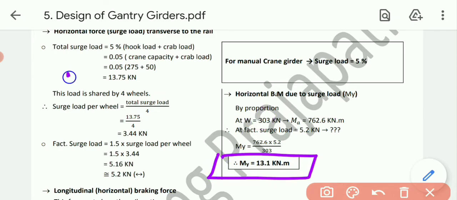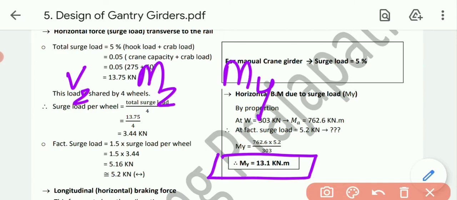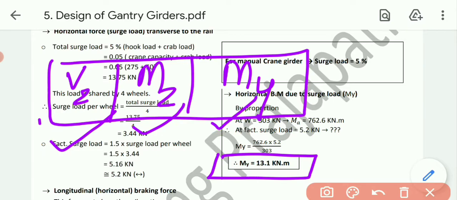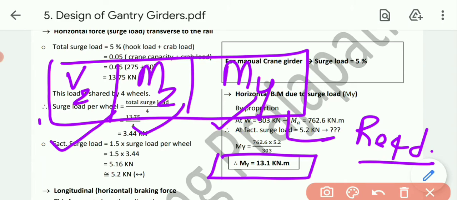So we have got three criteria: Vz, maximum shear force; Mz, maximum bending moment due to vertical downward load, or we can say the wheel load; and My, the maximum bending moment due to surge load. Now we need to design the gantry girder in such a manner that it resists at least this much shear force and this much bending moment. That's our requirement criteria.